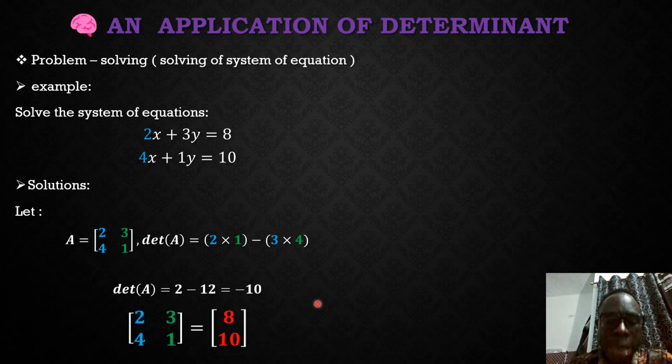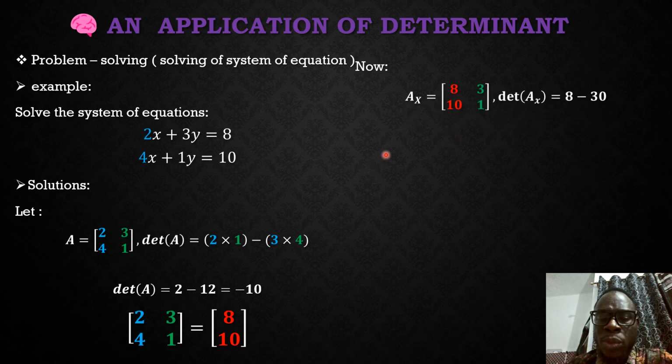Now, here you need to understand that we have this matrix being equal to this matrix. This is a 2 by 2 matrix, and this is a column matrix. Where did we get this column matrix from? They are the end results of the two equations. So we have equation 1 producing 8 and equation 2 producing 10.